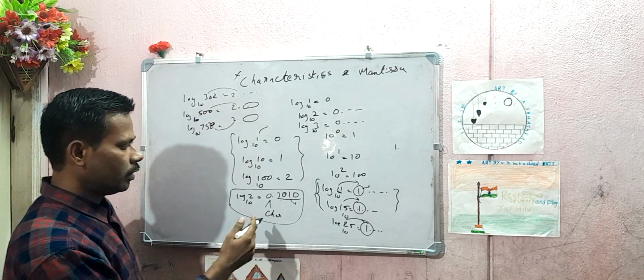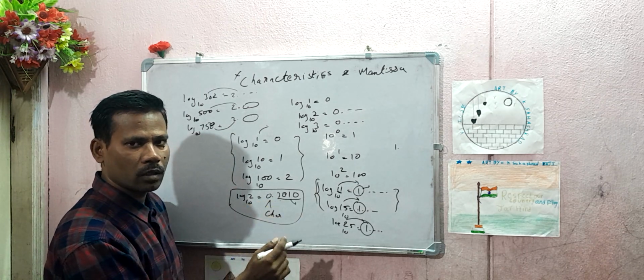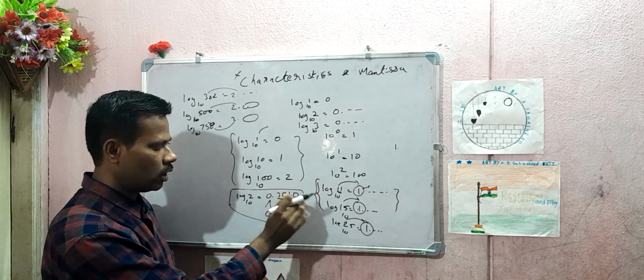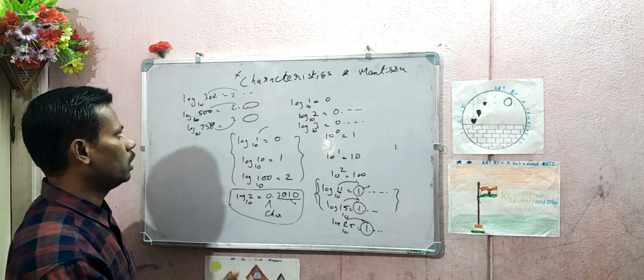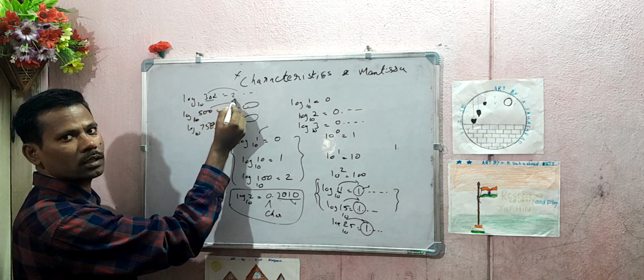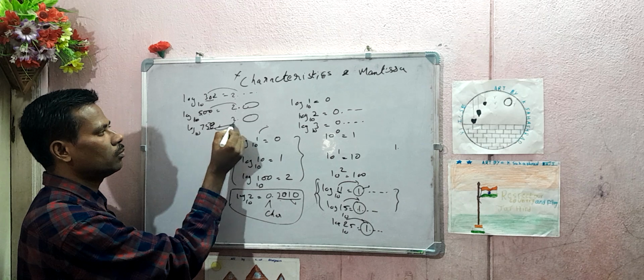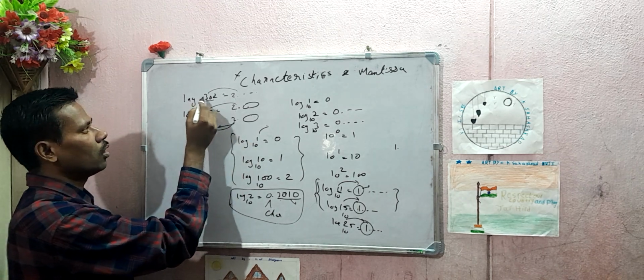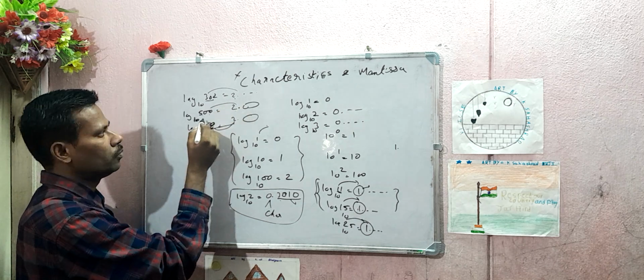What I told, the integral part is called the characteristic, the decimal part is called the Mantissa. Now don't forget about the Mantissa part. Let us concentrate on the characteristic only. Here you see this pattern. For a 3-digit number, the characteristic is 2. So the logarithm of a 3-digit number has characteristic 2.